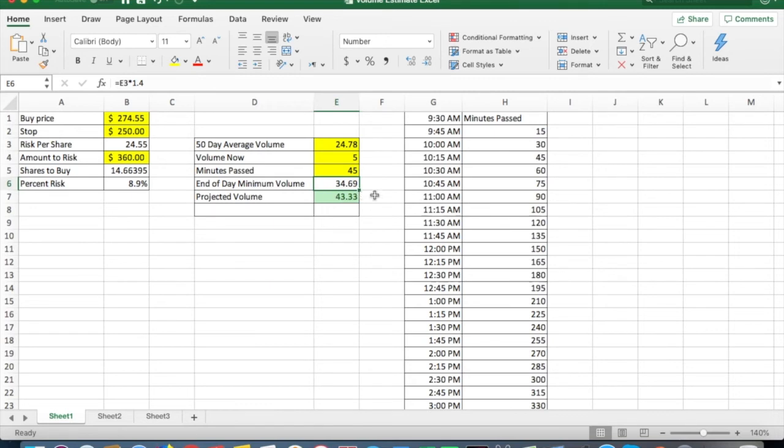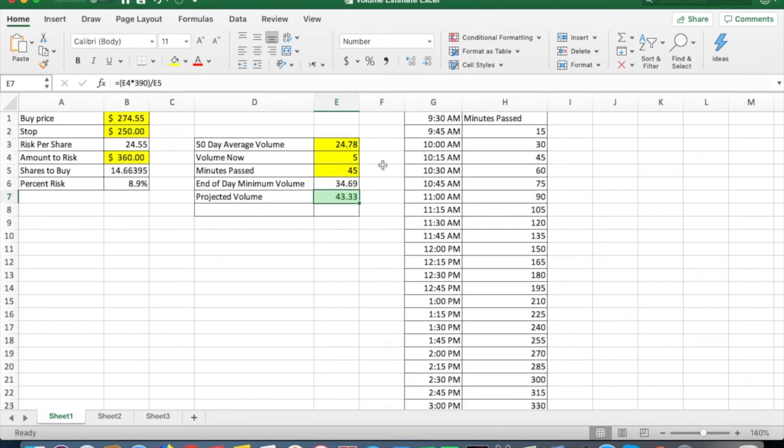Now, like I said earlier, me personally, for a breakout, I just wanted to be above this number here, the 50-day average volume. But I made this extra part, this end of day minimum and projected volume. If people want to be extra conservative and want to see an increase of volume of 40% above the 50-day average, then they would want to see this projected number above this one here. So for me personally, this projected number has to be above the 50-day average volume, and for people who are more conservative, they're going to want it to be above this number.